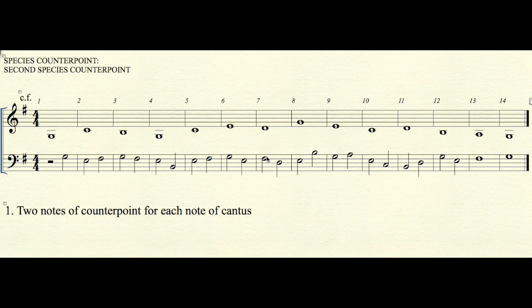With 2 notes for every 1 note of cantus, you create a strong beat and a weak beat. The strong beat occurs when both voices move at the same time, and the weak beat results when only one voice moves. So beat 1 is considered the strong beat, beat 3 is considered the weak beat.